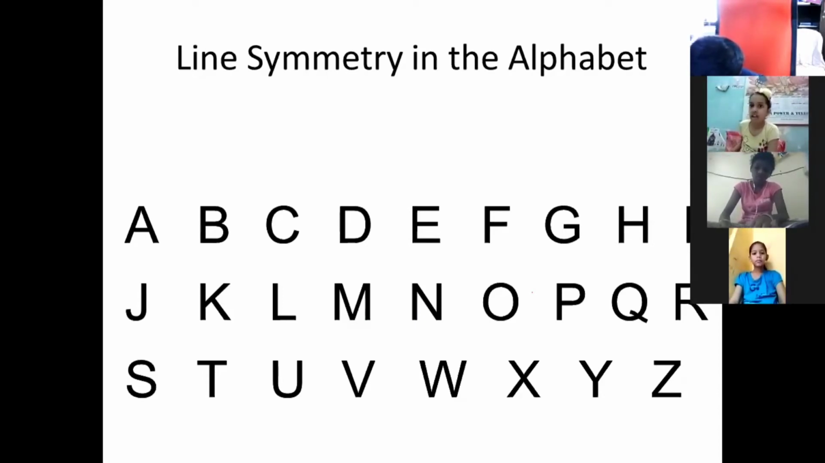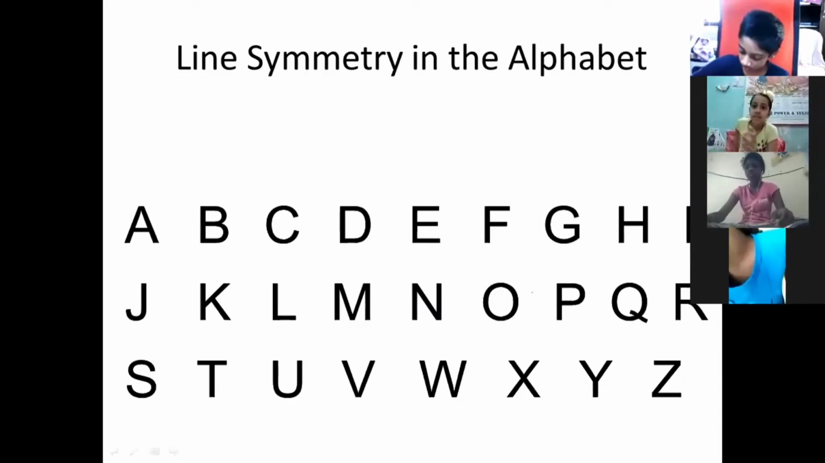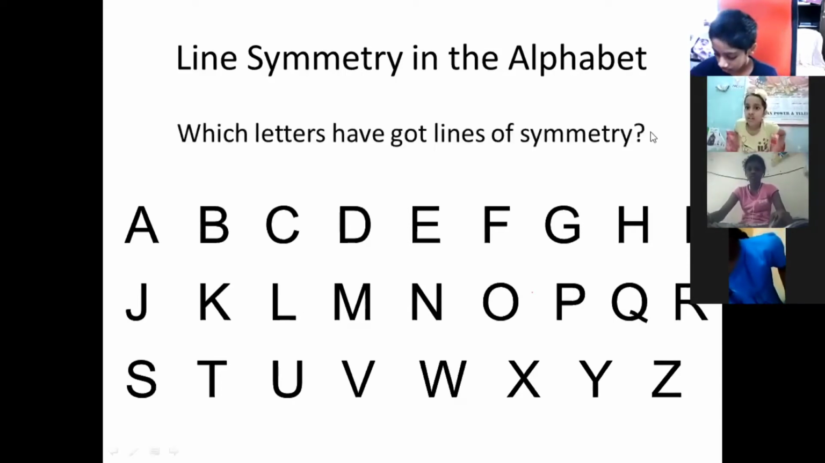And you know that here we have vertical line of symmetry and horizontal line of symmetry. Tell me, which alphabet has a line of symmetry here?